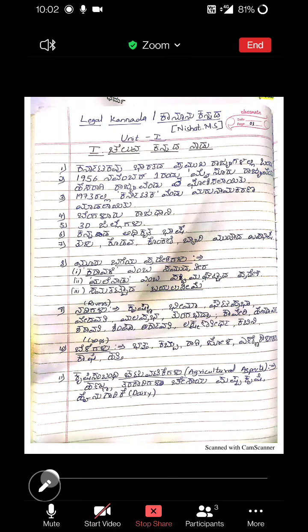In Kannada Kanoonu, the most scoring units are first unit, fourth unit, and fifth unit. I will be taking first unit totally, and in the third unit, I will take Kannada Kanunina Prachinte, Kannada Bhasha Prachinte, and I will try to cover some letters.